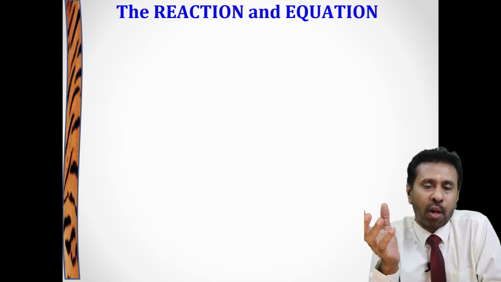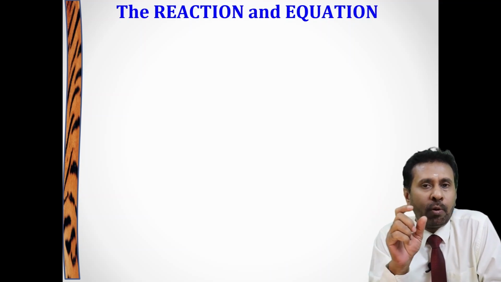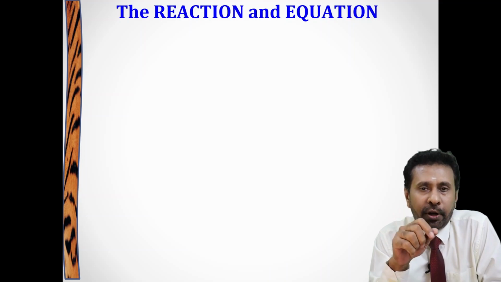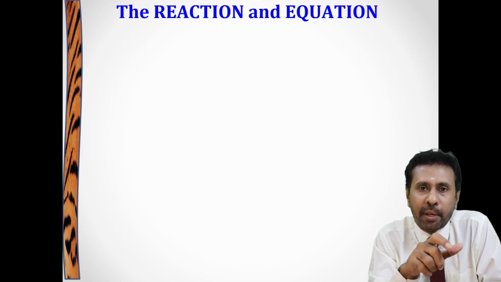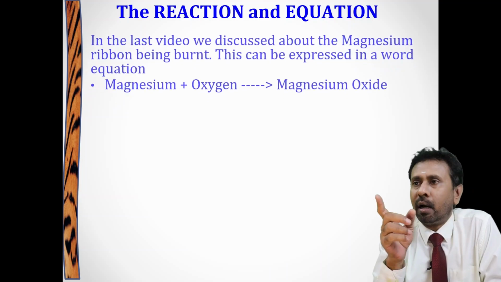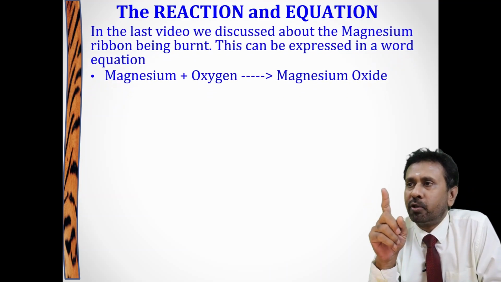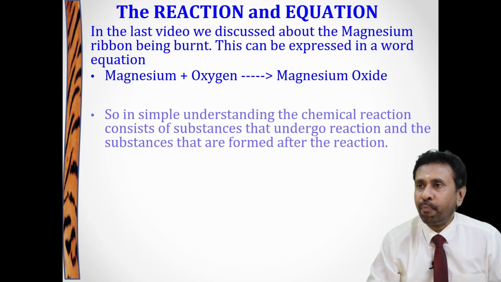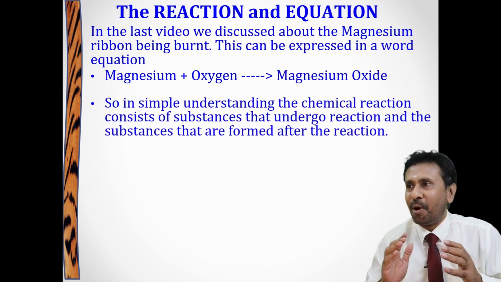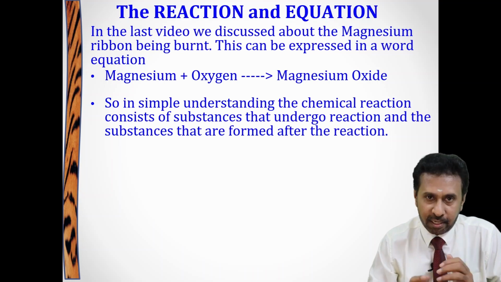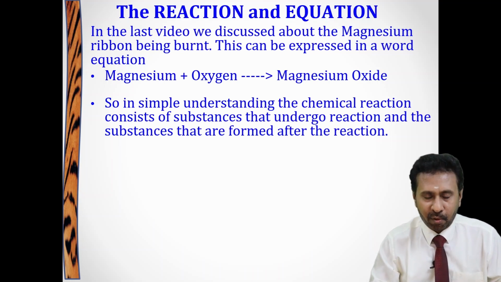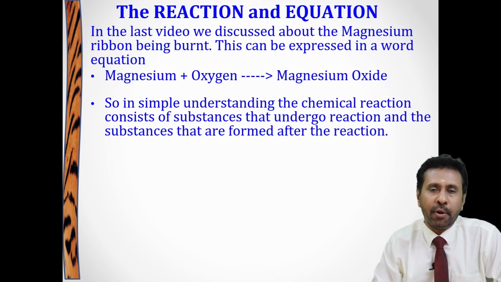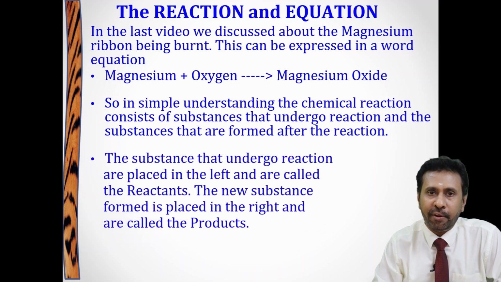In this video we will discuss some of the basic concepts of what chemical equations and reactions are all about. So we'll take the same example we discussed in the earlier video: magnesium plus oxygen giving magnesium oxide. In word format, the reaction could be written as magnesium plus oxygen giving magnesium oxide. Whatever is on the left hand side are the reactants, and whatever is on the right hand side are the products. You can have one product or multiple products for any reaction.